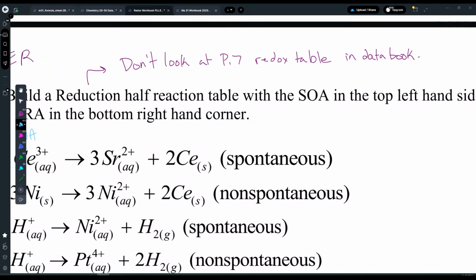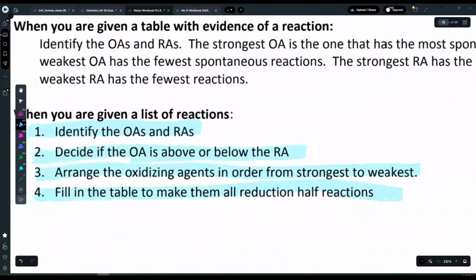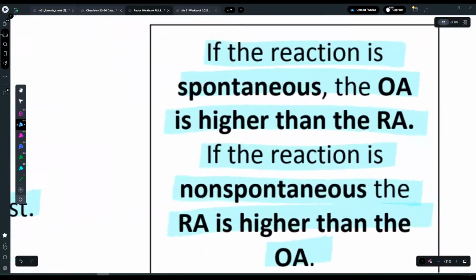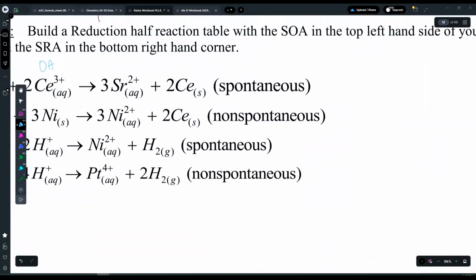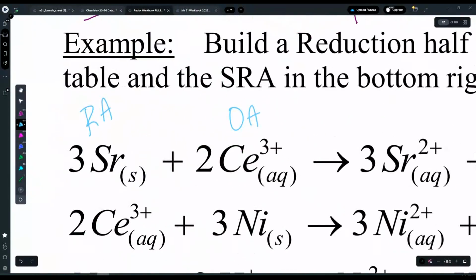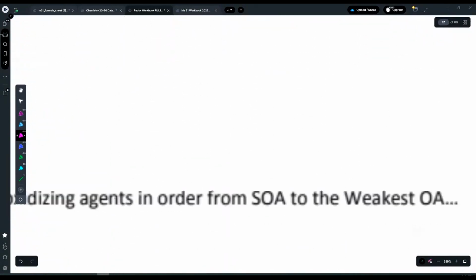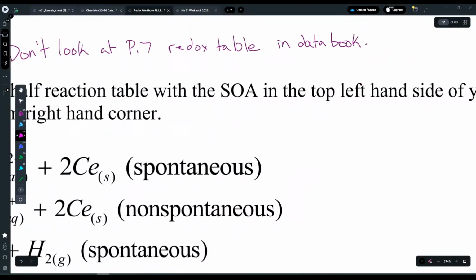Now that we've figured out our RA and OA, we look and say, this reaction is spontaneous. So what do we have to do with that? Step 2 says we need to decide if the OA is above or below the RA. This ties into the spontaneity rule: if the reaction is spontaneous, the OA is higher than the RA. What I've written in blue, if you want to coordinate it with the steps at the bottom, is step 1. And I'll write step 2 over here.